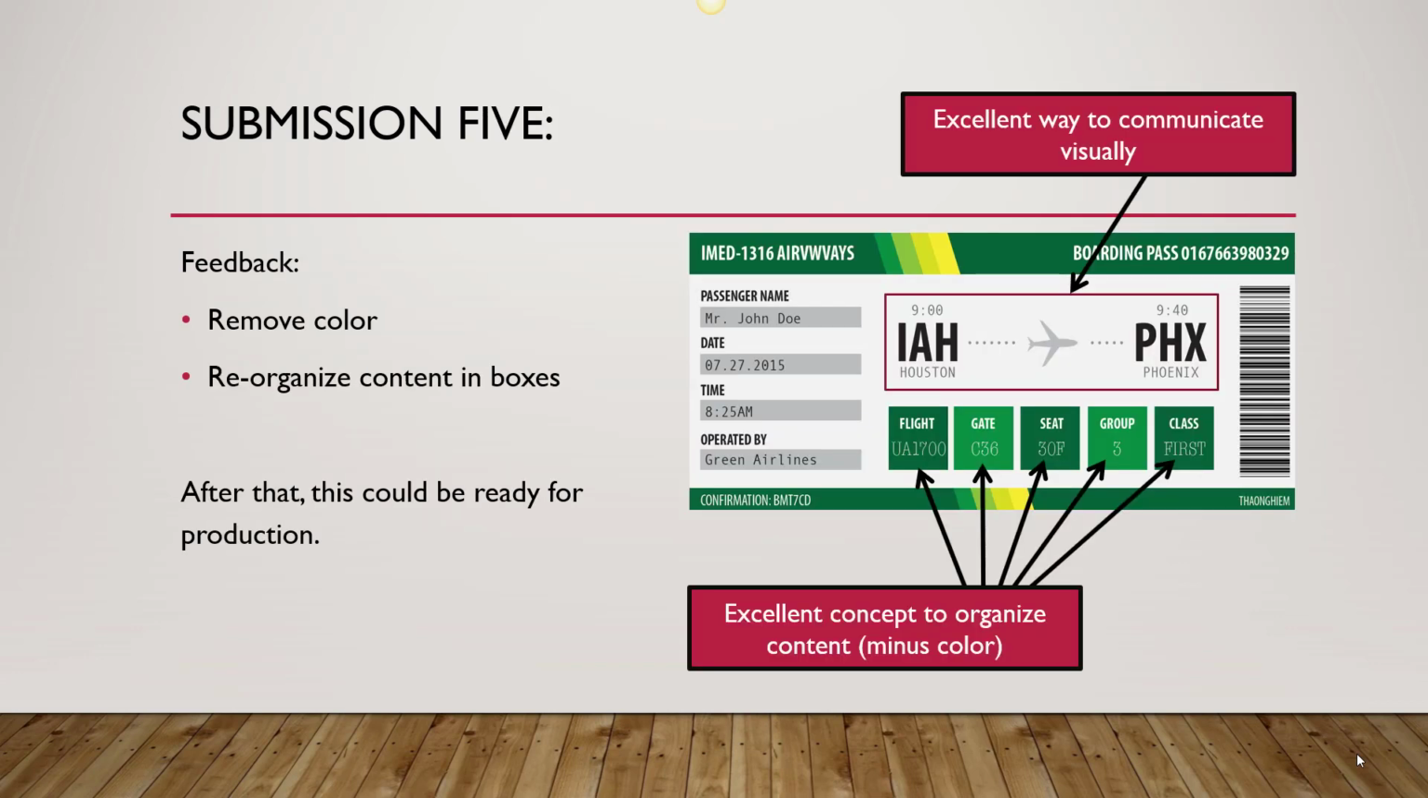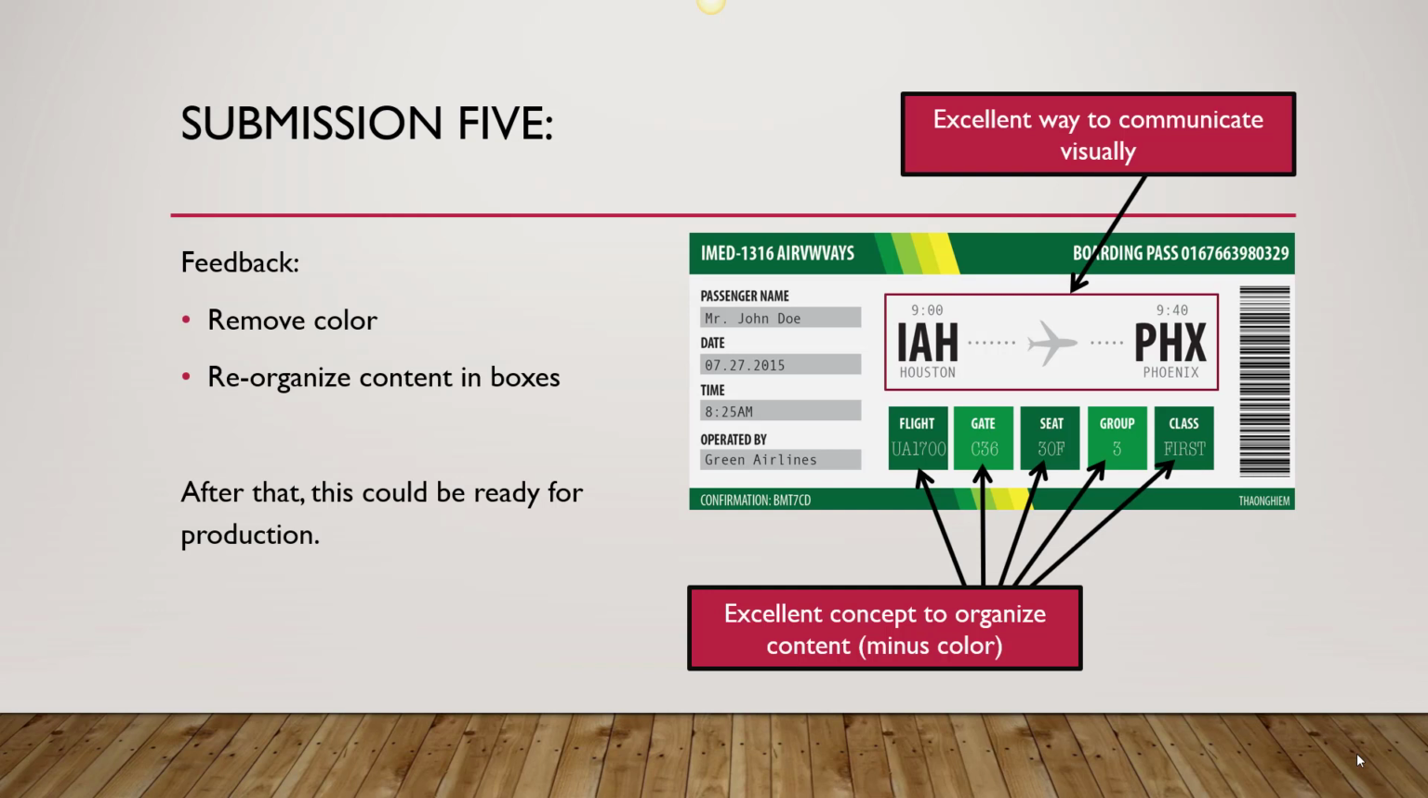Okay. So on this one, remove the color and reorganize the content in boxes. I really like the way to communicate visually the departure and the arrival. I think that this is very clear, and this is a good use of visual, applying your visual communication skills. That exactly is what visual communication is about. Nobody's spelling anything. I understand that it is leaving the airport in Houston, going to Phoenix. Now 9 and 9:40 are missing AM or PM. I need it to be clearer about that.